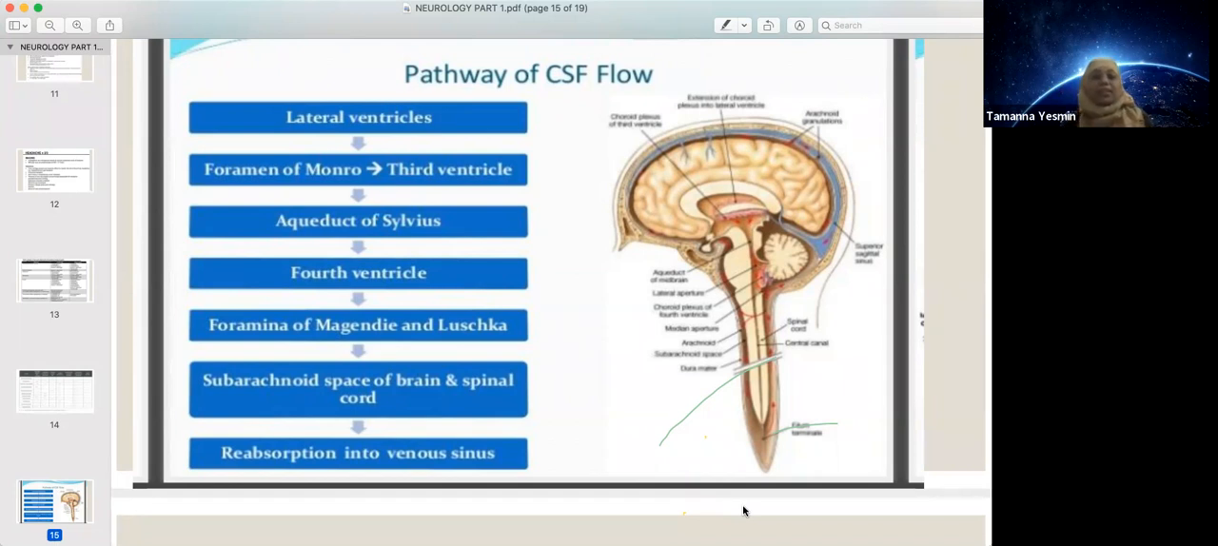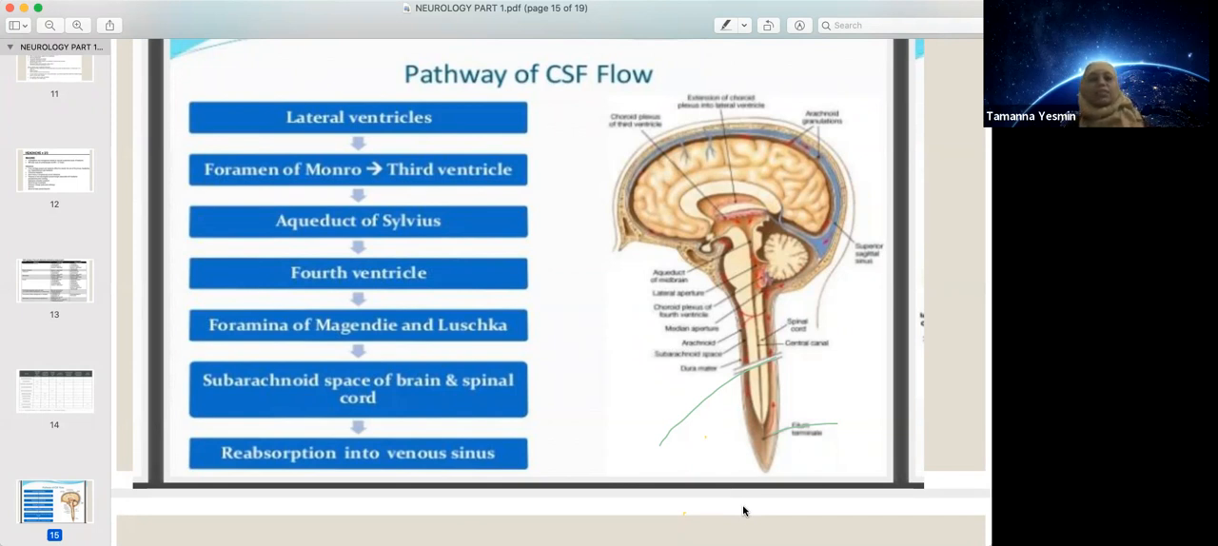And then there are venous sinuses in the brain that absorb it. The lateral ventricle has the choroid plexus, which are plexuses like blood vessels, and they secrete the CSF. The reabsorption occurs in the arachnoid villi in the venous sinuses. Okay, this pathway many people forget during examination.